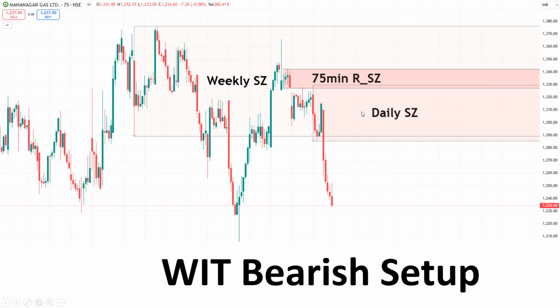Second reason, this daily supply zone also has daily EMA confluence. And the weekly supply zone also has weekly EMA confluence. By considering all these factors, our 75-minute supply zone might have a high probability of success. Not only this, there is one more point. This 75-minute supply zone is a high liquidity supply zone. A high liquidity supply zone might have a higher success rate, provided one condition.